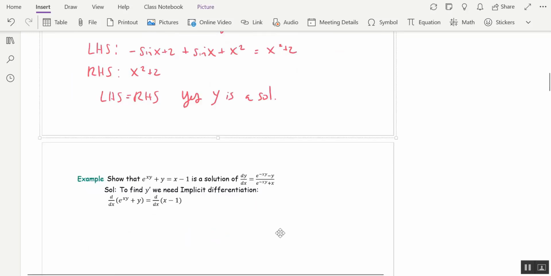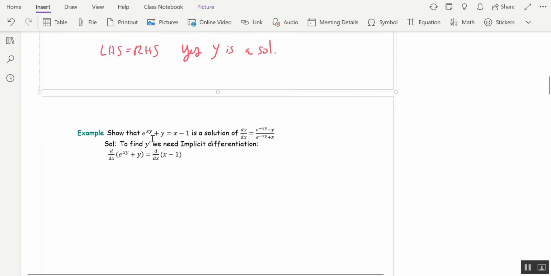Let's do a slightly harder one. We want to show that this equation here implicitly defines a solution of this differential equation. So here I can't solve for y to get y prime. So I'm going to need to use implicit differentiation first to solve for y prime. Let's just remember how that goes.